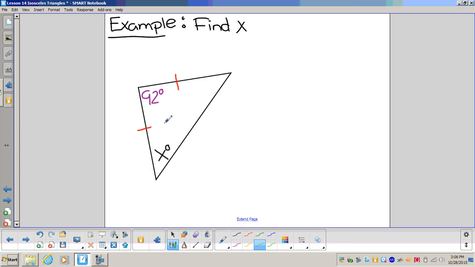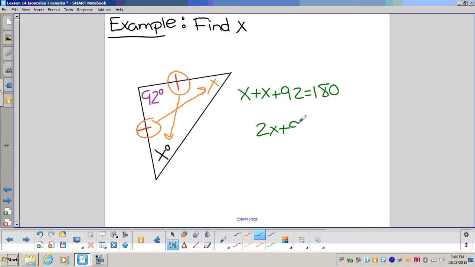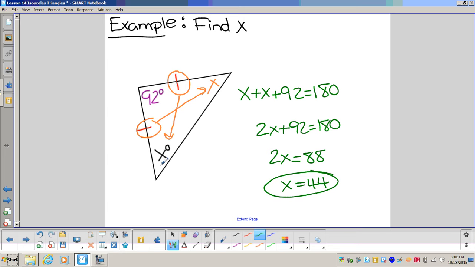So this one's a little different. I see that these two angles are congruent because of my congruent sides. So that means they're equal. So if this one's x, then so is that one. And I know from the previous lesson that these three things should add up to 180. So I can find x using this equation. And I can find that both of these angles are 44 degrees.